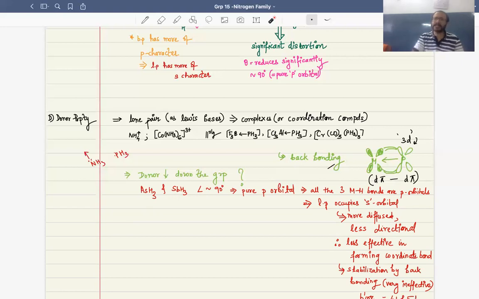And that is why, even though they are a little bit able to coordinate using the lone pair electrons, they are not significantly balanced by the back bonding. As a result, their donor property is significantly reduced. So this is the reason why, as you move down group 15, the hydrides lose their donor property, and therefore acting as a ligand or acting as a Lewis base greatly reduces as we move down the group in the case of group 15 elements.